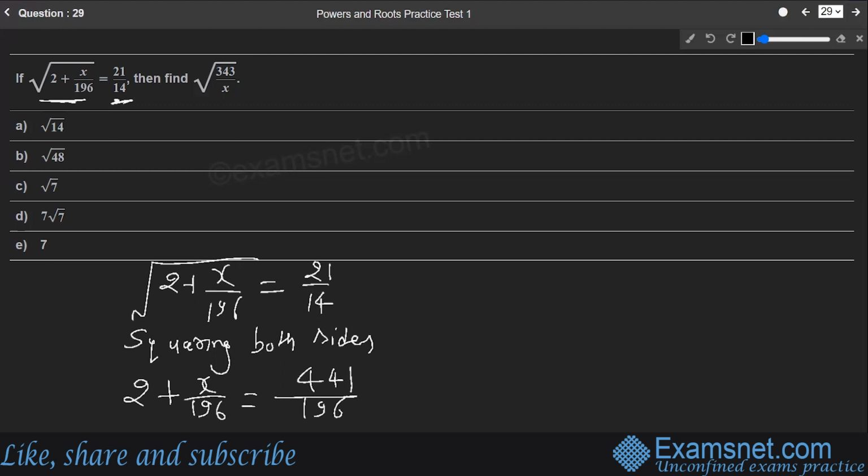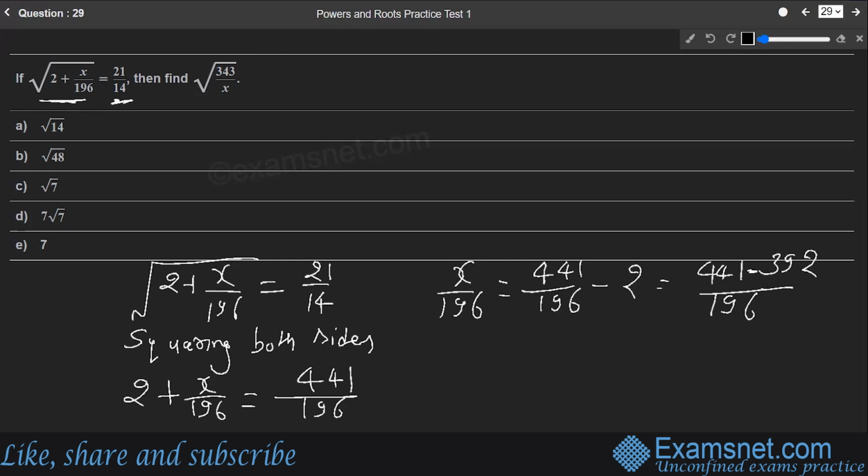If we try to solve this equation for x, then x by 196 is equal to 441 by 196 minus 2. If you solve this further, this is going to be 196 as the LCM, and 441 minus twice of 196, that is nothing but 392. If we solve this further, x is coming out to be 441 minus 392 only, because 196 and 196 will get cancelled out, and which is nothing but 49. So the x value is coming out to be 49.